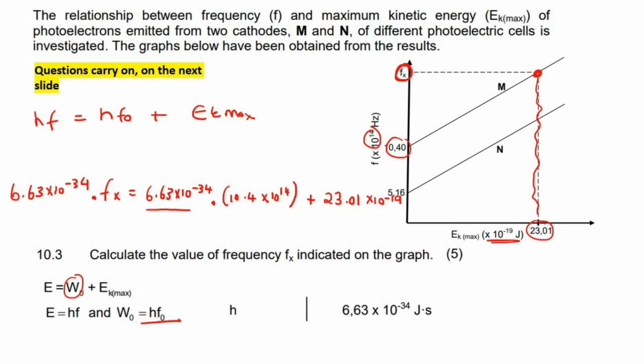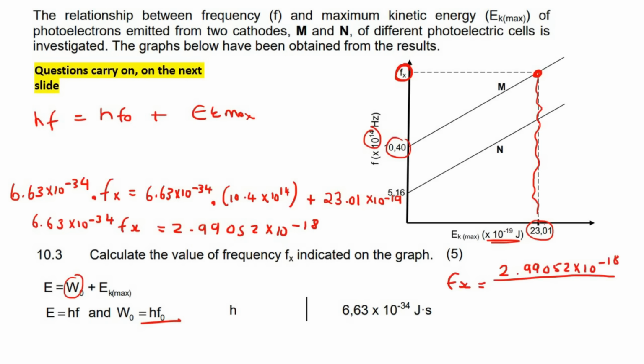So I'm just going to multiply and add all of these things over here together. And so what we end up with is that. I'm not going to round this one off. So it's 2.99052 times 10 to the negative 18. And then to get fx alone, I'm just going to move it over here. You're going to take that value, and then you're going to divide with 6.63 times 10 to the negative 34. And that should give us a final answer of 4.51 times 10 to the power of 15 hertz.